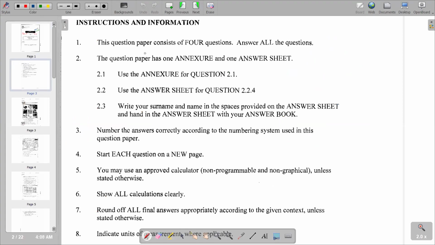So according to our instructions and information, we are only concerned about instruction number 7, which is applicable to this video, which reads: round off all final answers appropriately according to the given context, unless stated otherwise. So basically, that's the instruction that we're going to apply in this video.